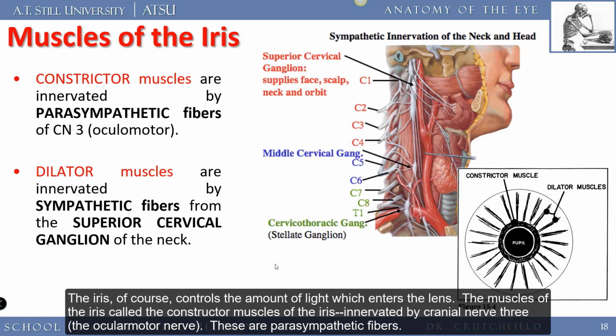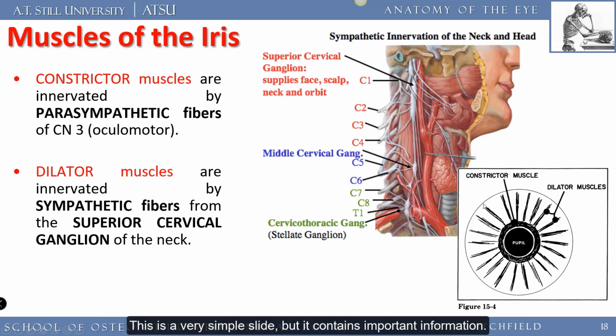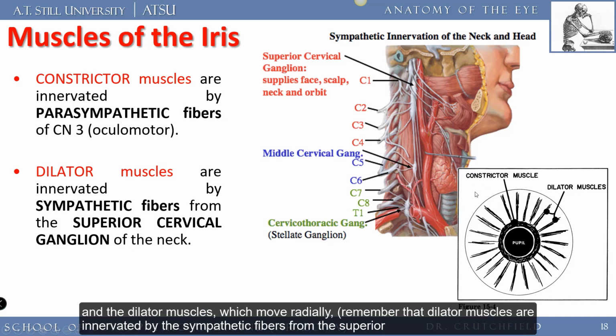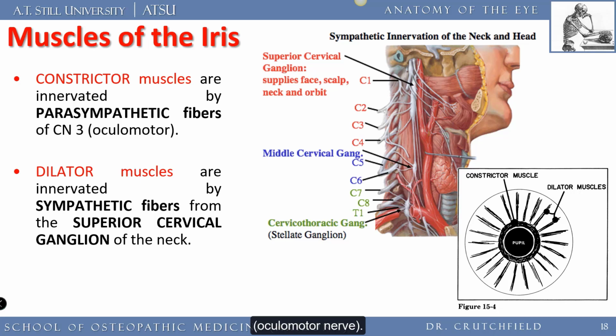There are muscles of the iris called the constrictor muscles of the iris, innervated by cranial nerve 3, the oculomotor nerve. These are parasympathetic fibers. The muscles which dilate the iris are innervated by the superior cervical ganglion in the neck, and these are sympathetic fibers. This is a very simple slide, but it contains important information. The constrictor muscles, which as you can see are located around the pupil, and the dilator muscles, which move radially. Remember, the dilator muscles are innervated by the sympathetic fibers from the superior cervical ganglion in the neck. The constrictor muscles are innervated by the parasympathetic fibers, and they're innervated by the oculomotor nerve, cranial nerve number 3.